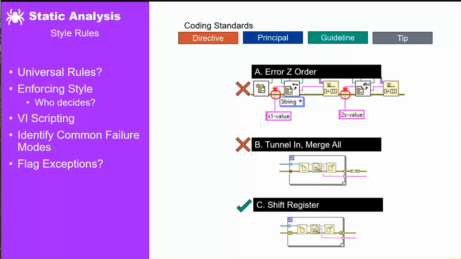And then the same thing is true of example C, where here we're saying, okay, for our repo, if you're going to use errors in a for loop, just always do a shift register. I don't care if it spins around a bunch of times.